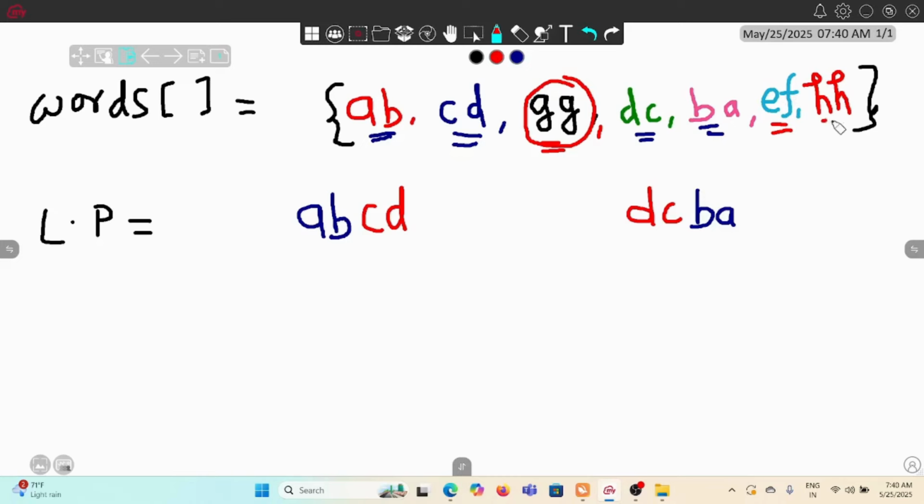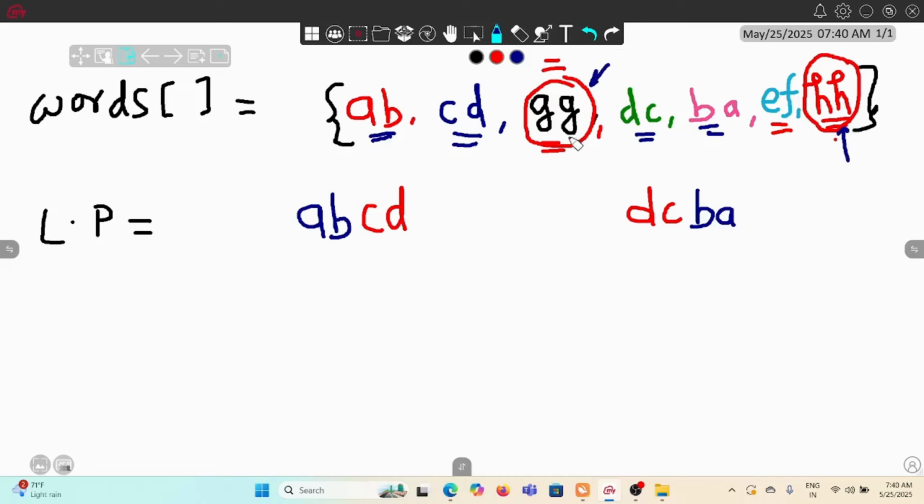Now we have HH. Is there some opposite word? There is no other HH, right? So far we have found two such words which have both characters the same. So far we have found AB, CD and DC, BA, but we have found two words with both characters the same, the HH and the GG. One of them can be picked and put here.